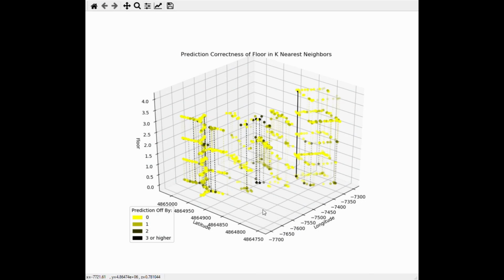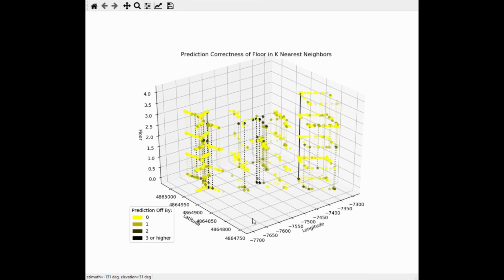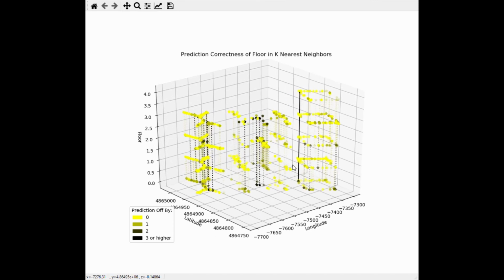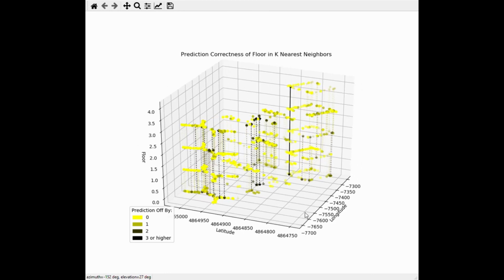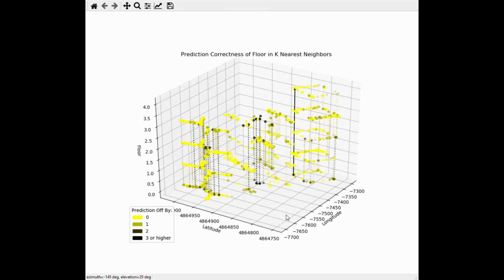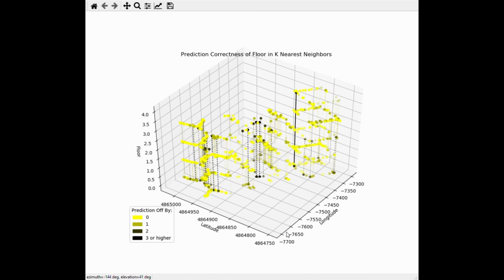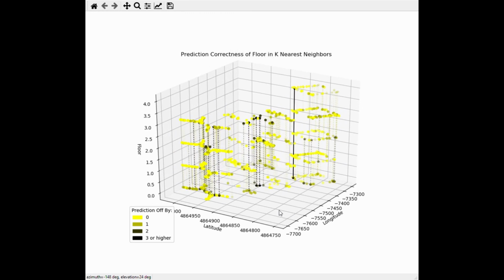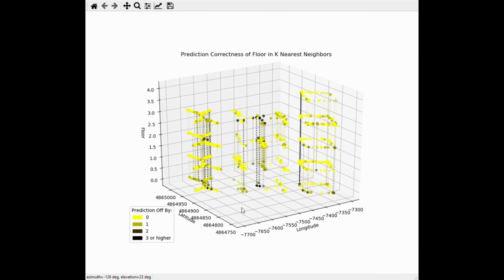In this figure, we can see the classifications for k nearest neighbor, and the dots represent where they were predicted, while the lines are drawn to where they were actually located. So we can see one outlier here that was completely off. It said it was on the bottom floor when actually it was on the top floor, while many others are only off by one floor.